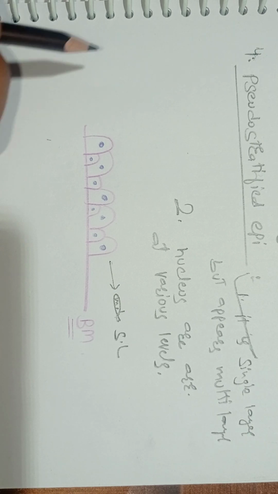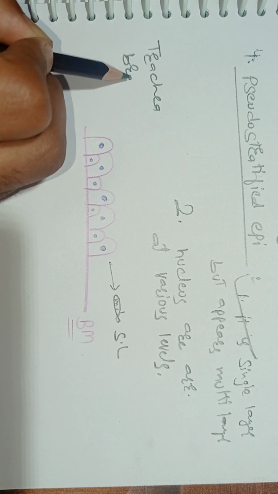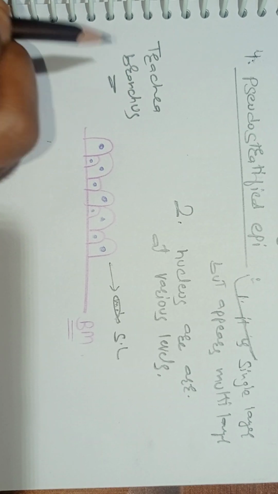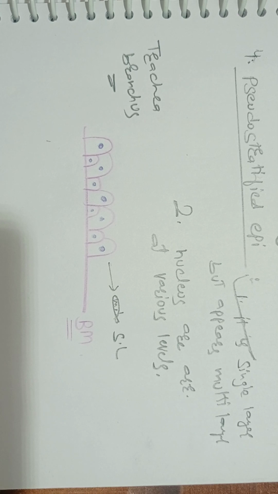Examples of pseudostratified epithelium: it is seen in the trachea and bronchus. So these are the four types of simple epithelium. Epithelium is of two types: simple epithelium and compound epithelium. Simple epithelium is of four types: simple squamous, simple cuboidal, simple columnar, and pseudostratified epithelium.